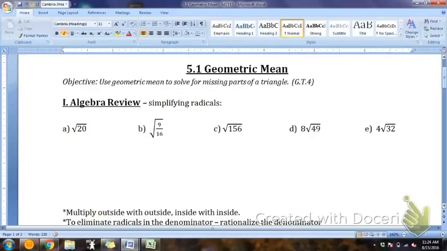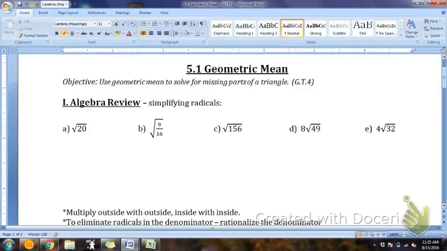So if you put the square root of 20 in your calculator, it's going to give you a decimal. So we are getting away from that. You never, in this class, will give me a decimal answer. You're going to give me a square root that has been simplified, okay? So if we think about what two numbers make 20, what would you guys say?